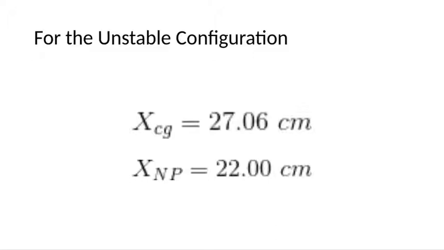Here's the center of gravity and the neutral point for the unstable configuration. That is the configuration without the 15-gram point load applied at the nose of the glider. You can see that the center of gravity is behind the neutral point, and that indicates that this configuration is unstable. And you will be able to see the instability of the glider in the upcoming videos. Once it starts pitching up, you can see that it does not automatically pitch down, and that causes the glider to go out of control and actually crash.